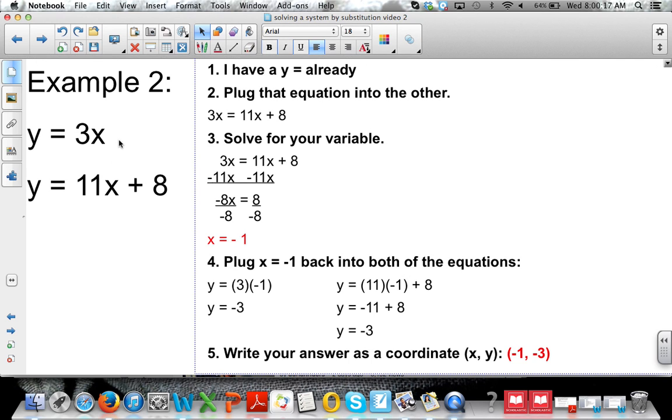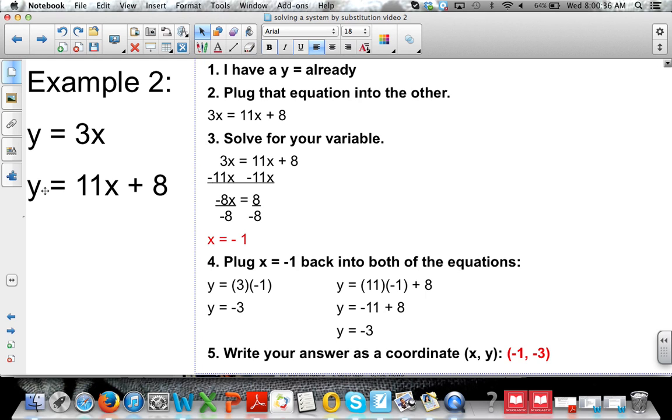Okay, so the next one, a little bit trickier. Y equals 3x this time. And y equals 11x plus 8. So going through my steps, I already have a y equals, so that's good to go. I actually have 2 of them. So this is a special case where you have 2 that are y equals. It works the same way.